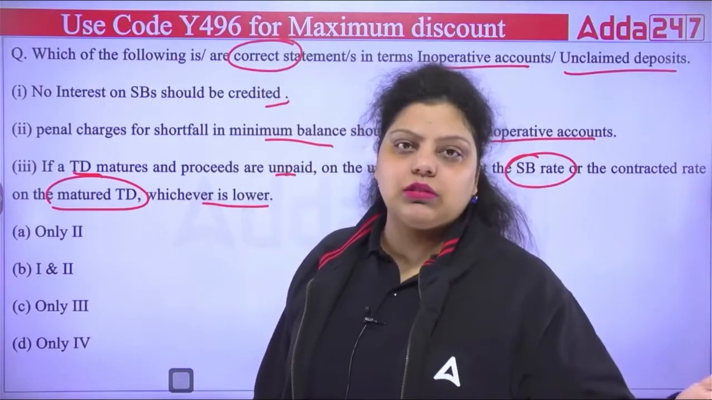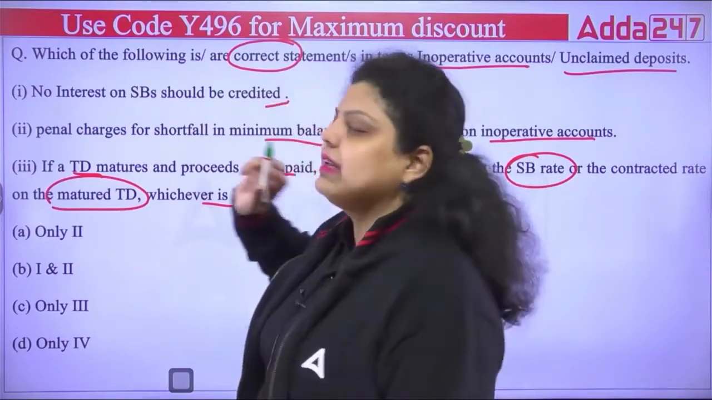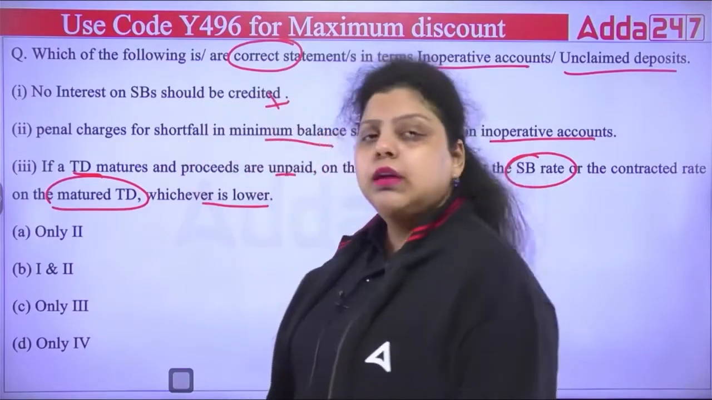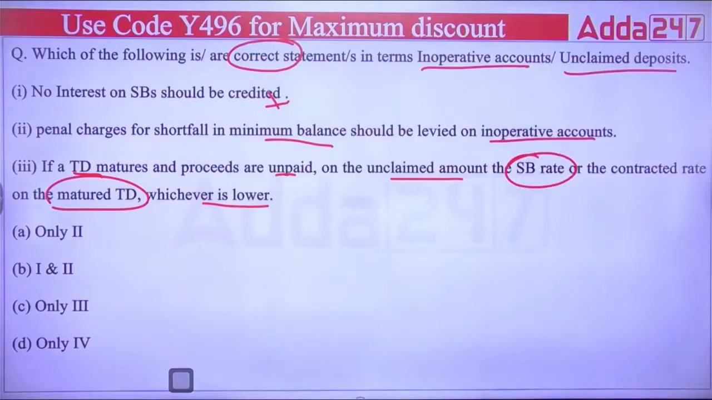That's the basic interest in the savings account you have to do. So the first one is not a correct statement. It is an incorrect statement. It is saying no interest will be paid. Interest will be paid at the regular time. Then the second, penal charges for shortfall in the minimum balance should be levied on the inoperative account. Is it true? It is also not true.